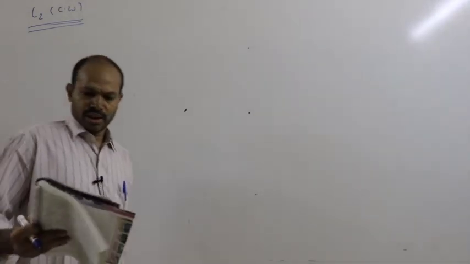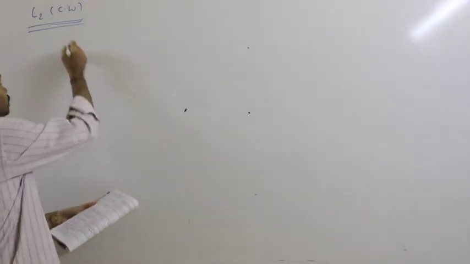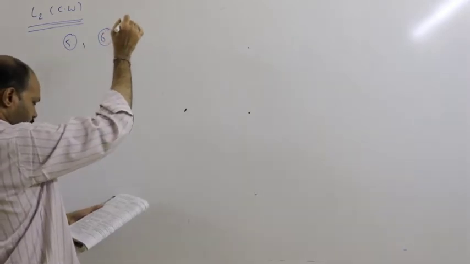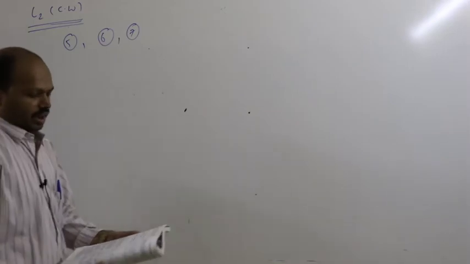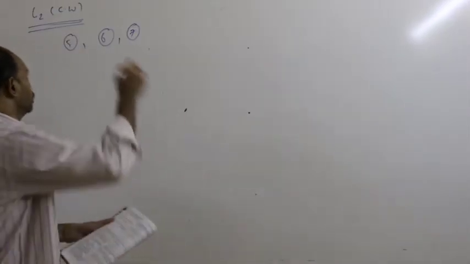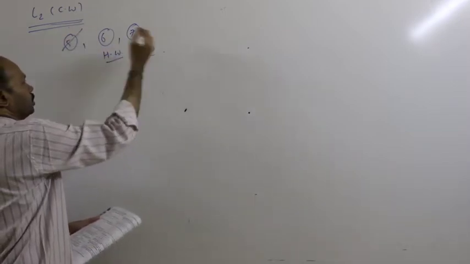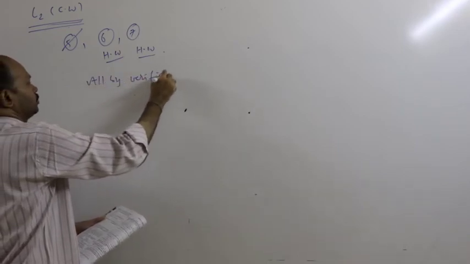All of you read the material yourself. Here, problem numbers 5, 6 and 7 are all by verification. See, I can explain the first problem, problem 5. You do the remaining 2 yourself as your homework. All by verification.